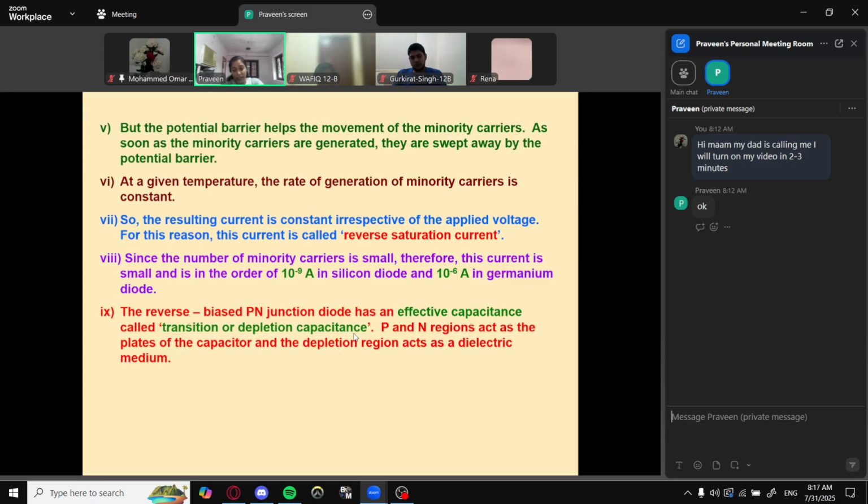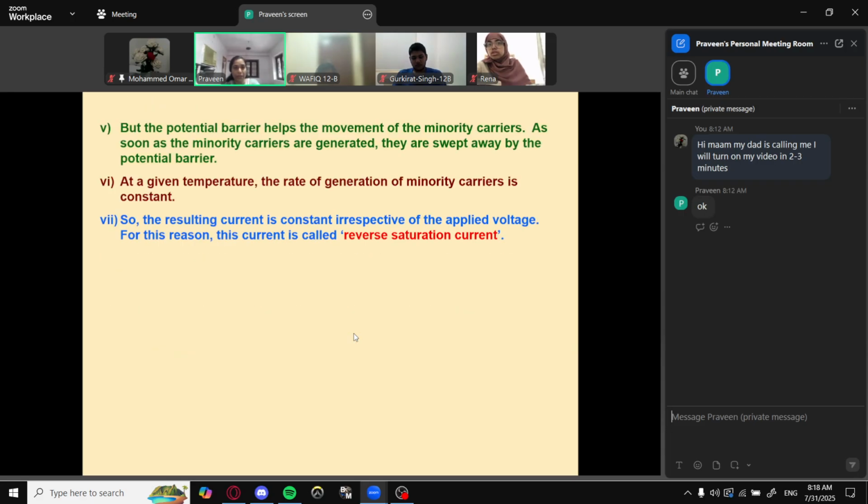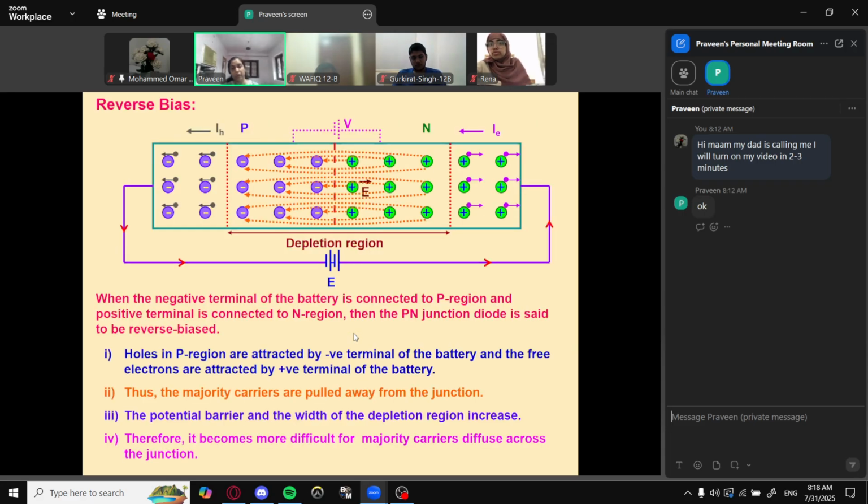Wherever we utilize this PN junction, we need to connect it in forward biasing, rather than in some other applications like the Zener diode and so on. That we are not discussing this year because we don't have that particular topic. So this is the mechanism of reverse biasing.